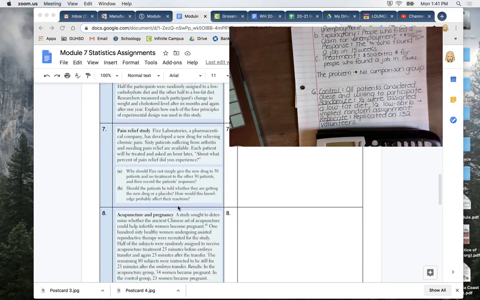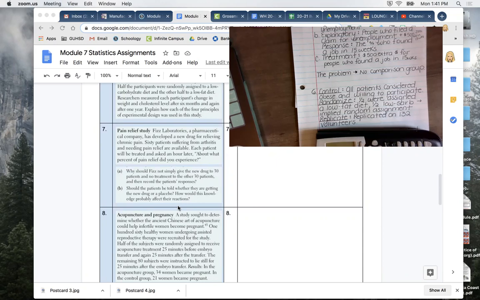Okay, so the next one in number 7, we have Fizz Laboratories. A pharmaceutical company has developed a new drug for relieving chronic pain. 60 patients suffered from arthritis and needed pain relief are available. So 60 participants are what we're looking at. Each patient will be treated and asked an hour later about what % of pain relief did you experience?